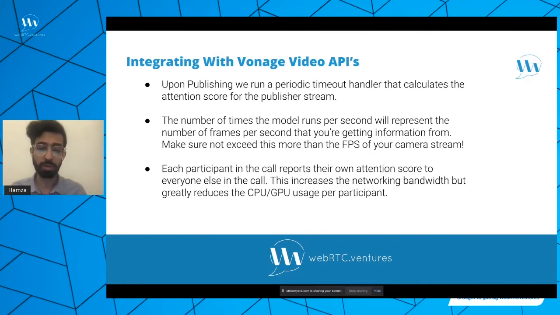Another use case could have been to run this model on every stream in the call on my machine. That would take a lot of CPU and GPU, and would potentially crash the application. So this way, you're using more networking bandwidth, but you're saving on CPU and GPU usage per participant.